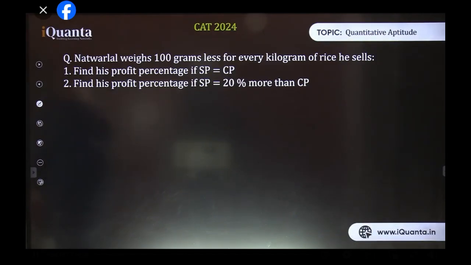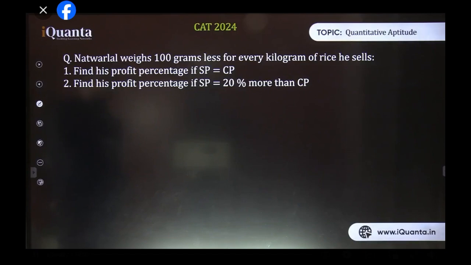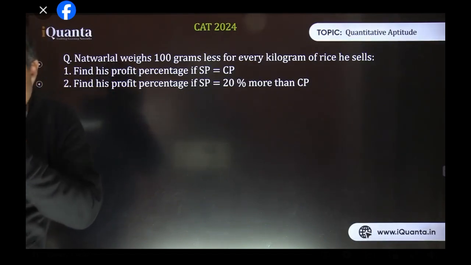So Natwar Lal weighs 100 grams less for every kilogram of rice he sells. A similar question which we just discussed. So first part is find his profit percentage if SP equals CP, and second part, find his profit percent if SP is 20% more than CP. Okay, first part first, many of you are writing 11.11%. Okay, let's say I'm going by the same thing.